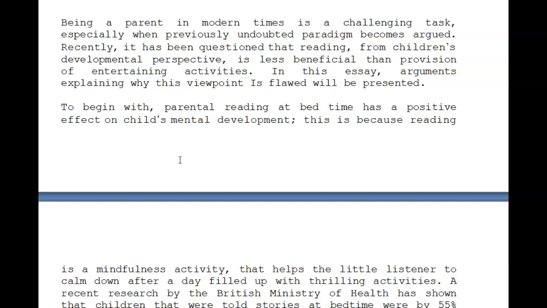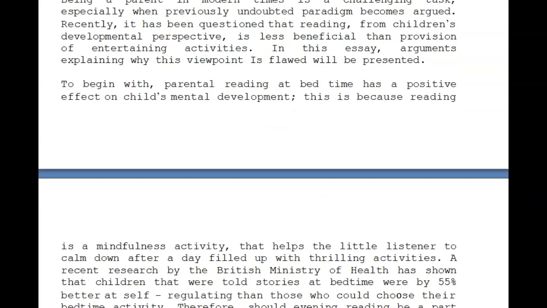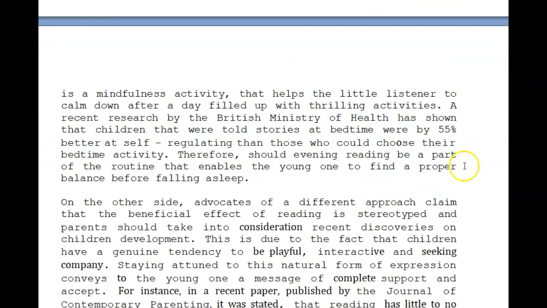Okay, to begin with, "parental reading at bedtime has a positive effect on a child's mental development. This is because reading is a mindfulness activity." All right, that's the wrong word. I think you mean a mindful activity. You can't really use mindfulness as an adjective like this here. And no comma. "It's a mindful activity that helps the little listener to calm down after a day filled with thrilling activities."